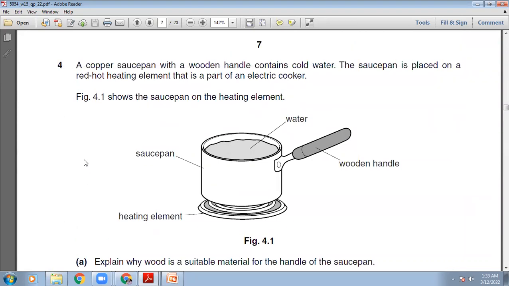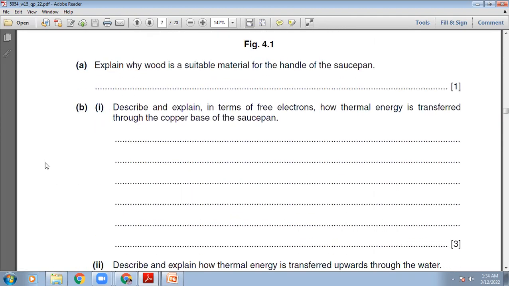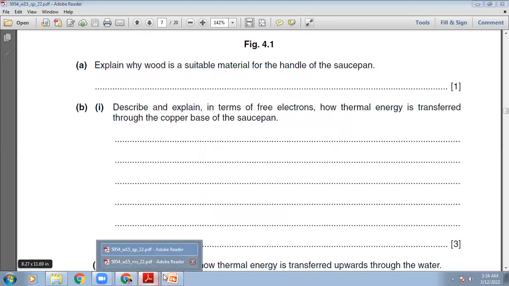Okay, so we are going to question number 4. Here we have a copper saucepan with a wooden handle that contains cold water. The saucepan is placed on a red hot heating element that is part of an electric cooker. Figure 4.1 shows the saucepan on the heating element. Here you have the saucepan, you have water in it, this is the wooden handle, and here you have the heating element. They say, explain why wood is a suitable material for the handle of the saucepan. You see, wood is a bad conductor of heat, so the handle will not get hot and it will not burn your hand.